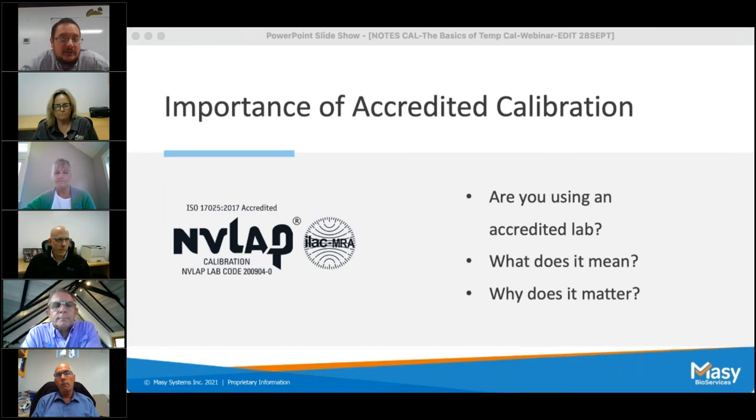NAVLAP is an internationally recognized accrediting body. They are very much known for their metrology leaders. Most of them come right from NIST, and they are also known for having very stringent audits. Out of the three major accrediting bodies, they're typically known for having the toughest audits.